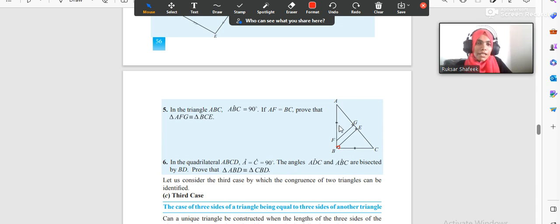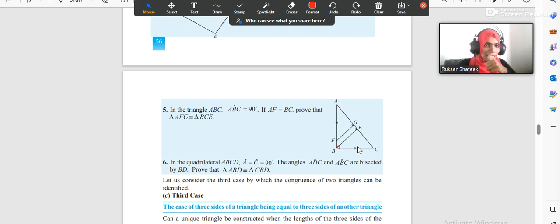The first thing that we have is the data AF is equal to BC. So, make sure that you write in triangle AFG and triangle BCE, and then start writing your answers. AF is equal to BC, one problem sorted, one side we have got. Now, we need to think about the two angles that we have.